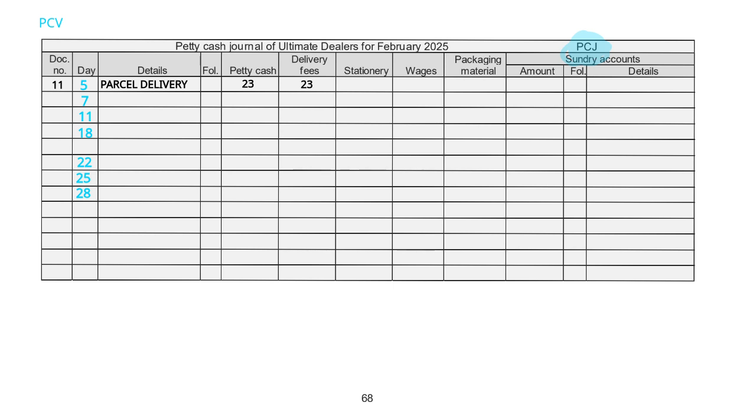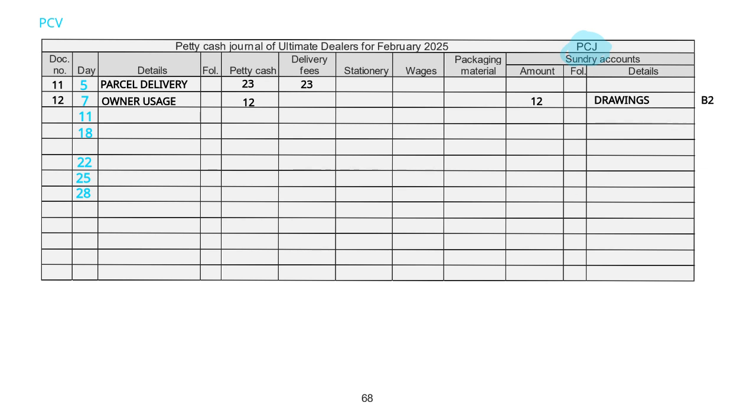Then on the 7th, the owner took 12 Rand out of petty cash for personal use. So it's going to be number 12. Details as owner usage. 12 Rand in my petty cash. And 12 Rand classified as drawings under my sundry accounts. And that goes to B2.